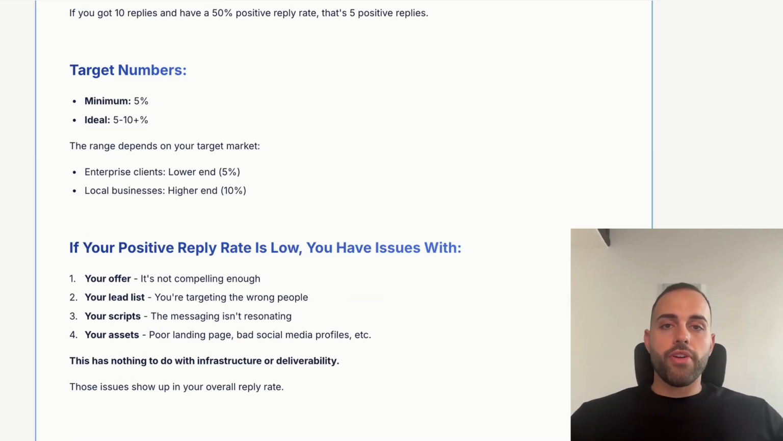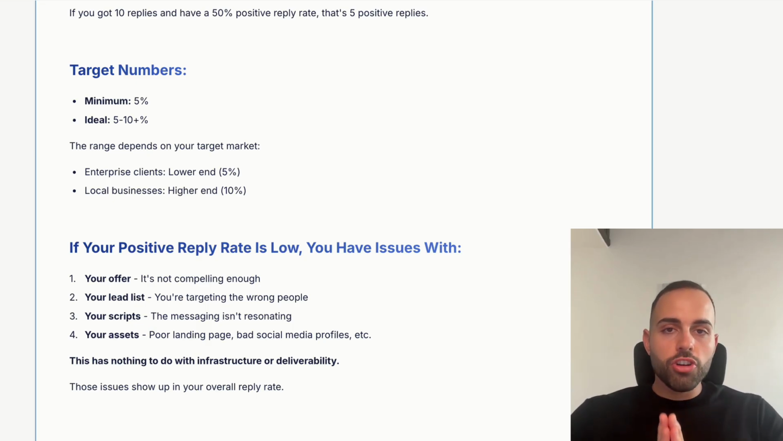Now, if your positive reply rate is below 5%, it means you have one of the following issues. It means that your offer is not good enough, your lead list is not accurate, and you're targeting the wrong people. It means that your scripts are not good enough, and the message is just not resonating with your ICP. And it also means that your assets, so everything you have around your cold email campaigns, like your website, your landing page, your YouTube channel, your LinkedIn profile, your Twitter profile, just all your assets around your cold email campaigns are just not good enough.